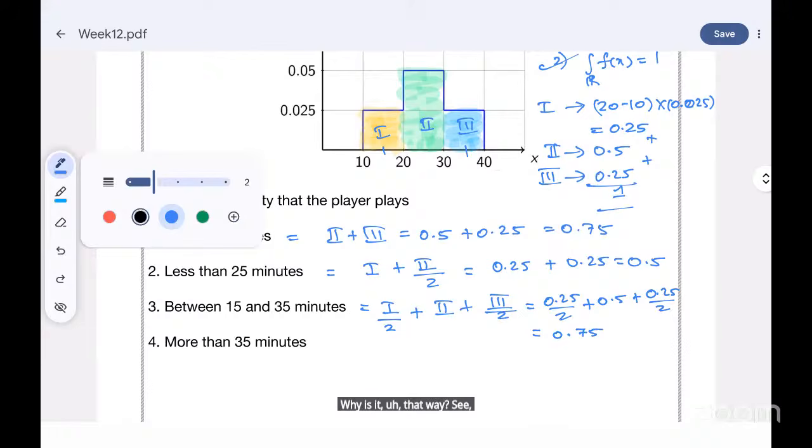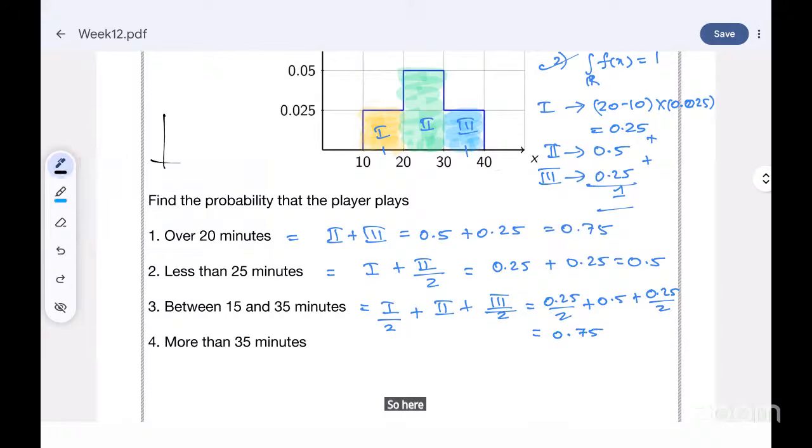See here, what is it that we are doing? So here you are having something. Got it, right? We are considering all this part here. So because of that, since we are considering all this, it's like this. So 15 to 35. Okay.